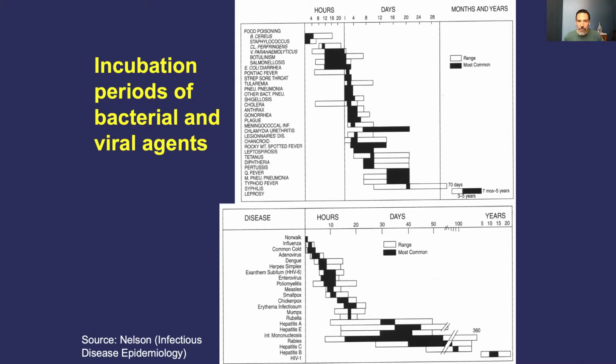But it also shows how variable the incubation period can be for each agent, and this is shown by the range you see of the black bars. These black bars represent the most common observed incubation period. So even within an agent, it can be variable for reasons we've discussed.